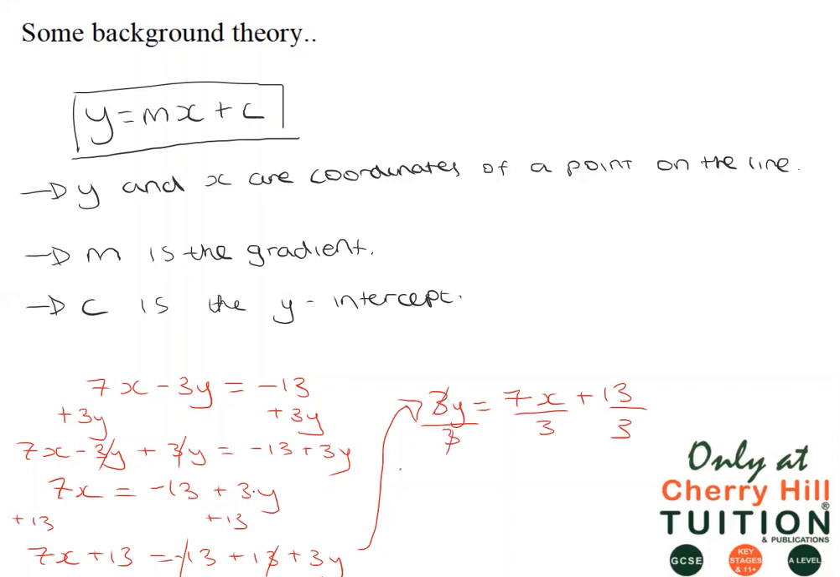So the 3's cancel out, leaving us with y is equal to 7 over 3 x plus 13 over 3. Now this is in the form y is equal to mx plus c. So your gradient m is 7 over 3, and your y-intercept is 13 over 3. And that's your answer. Okay, so let's go through a few examples, and this will start to make a lot more sense.